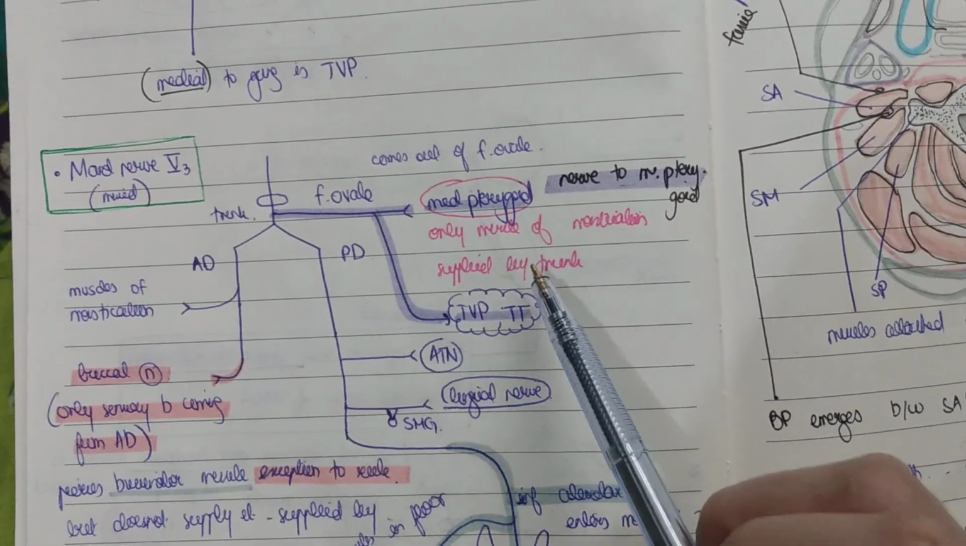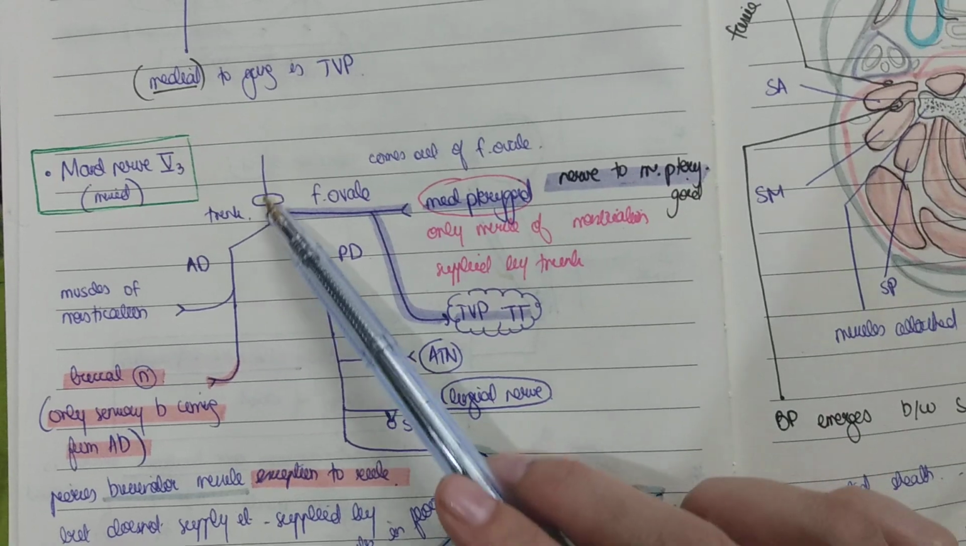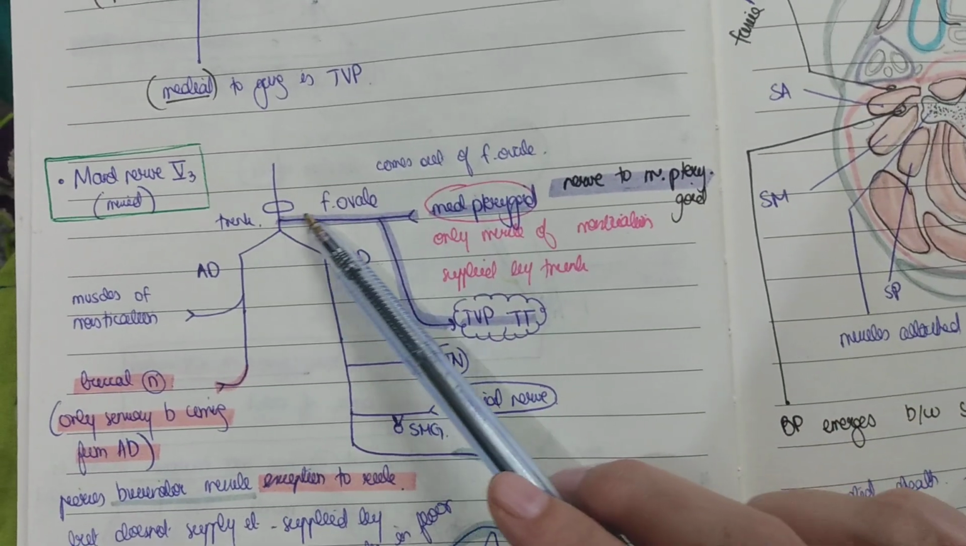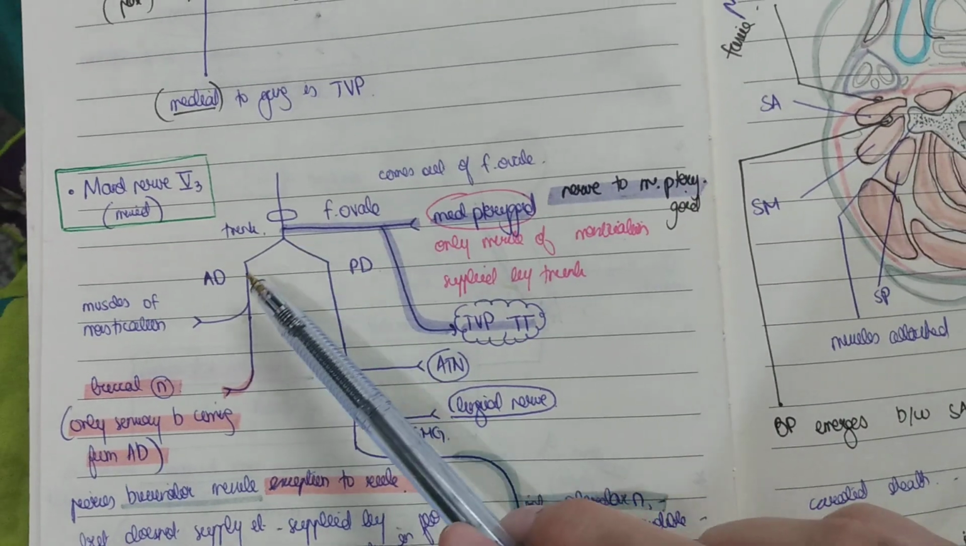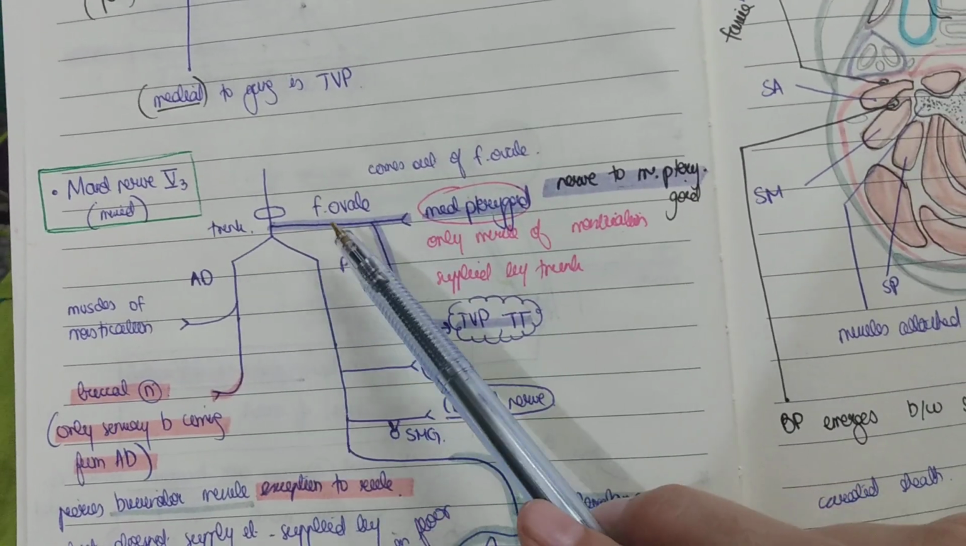So basically we are going to discuss the mandibular nerve. It passes through the foramen ovale. Now the main trunk of the mandibular nerve, as it emerges through the foramen ovale, gives out one branch and then it divides into anterior division and posterior division. Now that one branch which is given off from the trunk is very important.